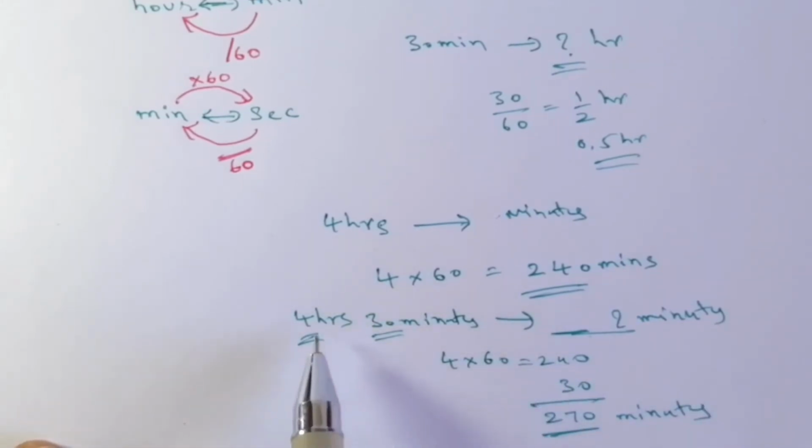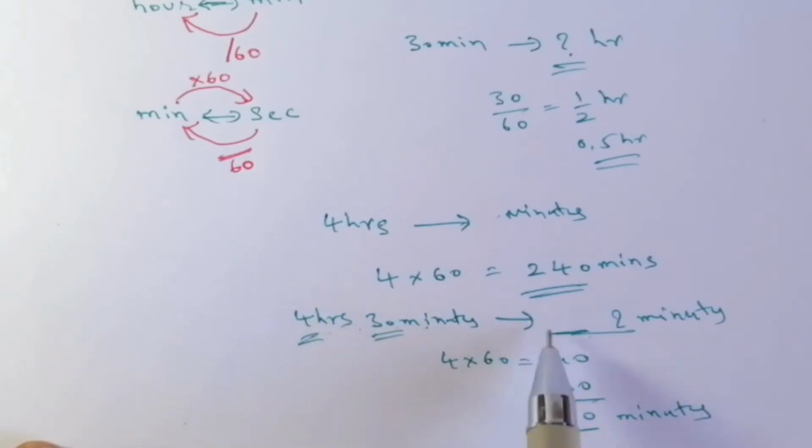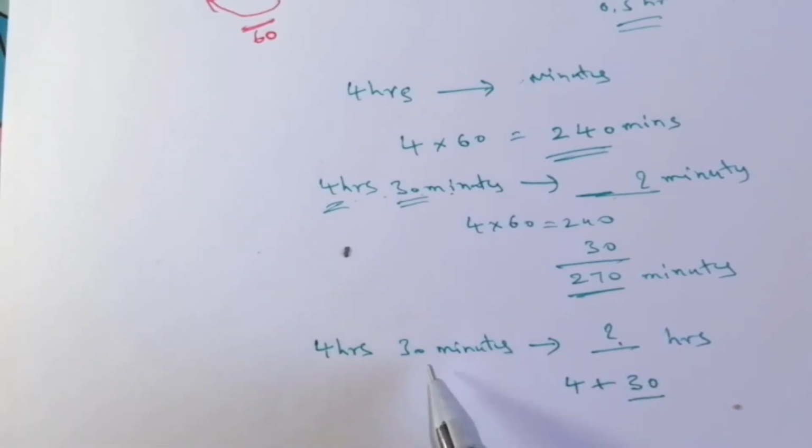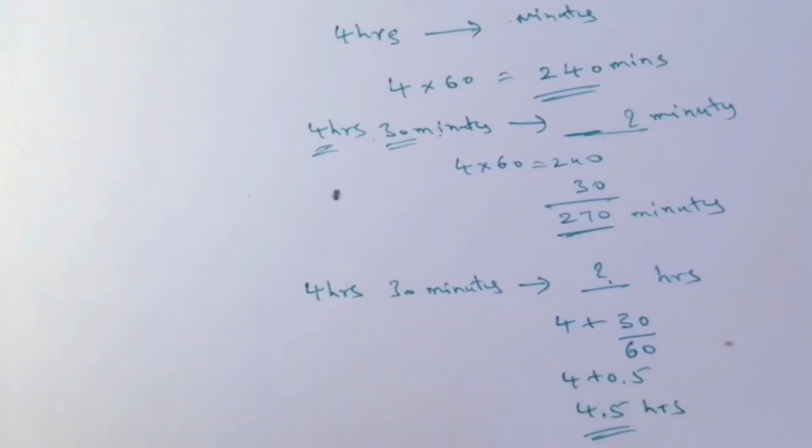Suppose you are given 4 hours 30 minutes and asked to convert it to hours. We know that it is 4 hours plus 30 minutes. To convert 30 minutes to hours, we have to divide it by 60. So 30 divided by 60, it is nothing but 4 plus 0.5, which is 4.5 hours. So like this we have to convert hours to minutes.